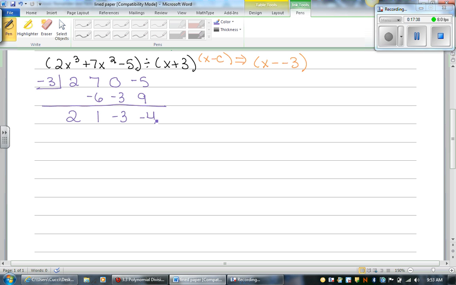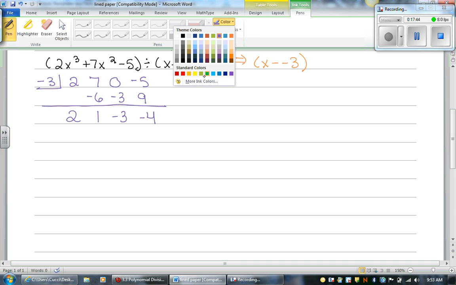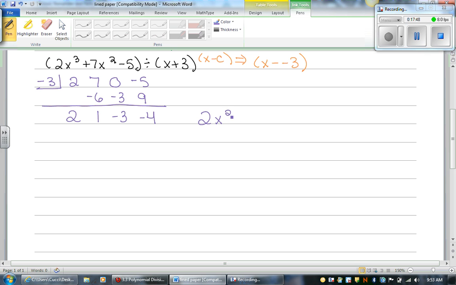Okay, so the quotient is going to be 2x squared plus x minus 3 with a remainder of negative 4. So we're going to have negative 4 over x plus 3.